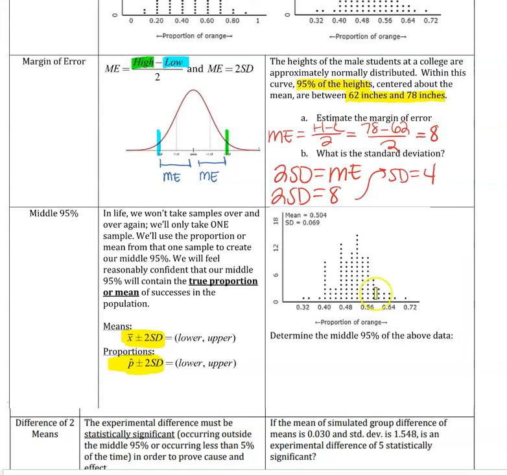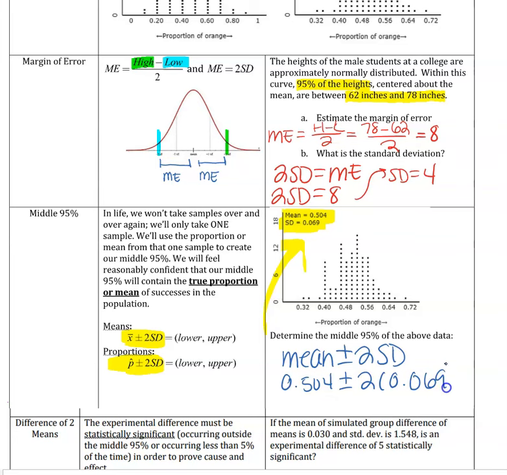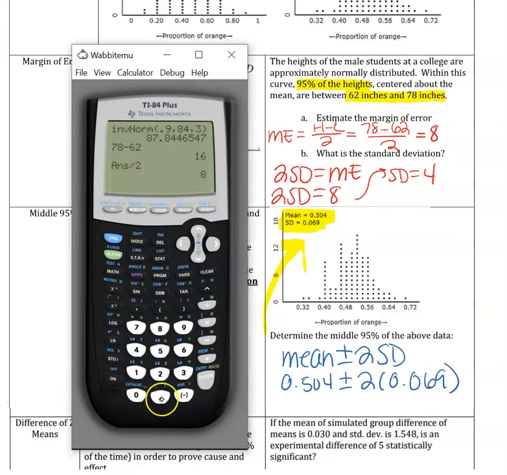In this picture over here on the right, I think I have 100 dots, I don't even tell you, but I do give you a mean and standard deviation of this sampling distribution. I want to determine the middle 95% of the data above. You're simply going to use this distribution and do mean plus or minus 2 times the standard deviation. So 0.504 plus or minus 2 times 0.069. Grab your calculator.